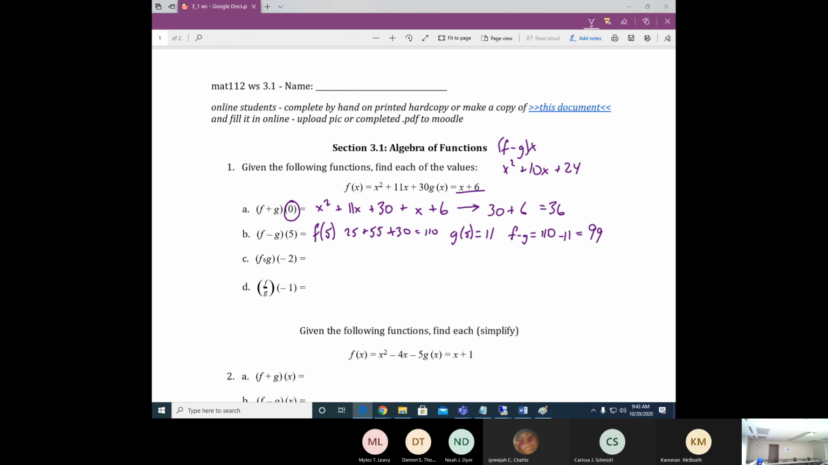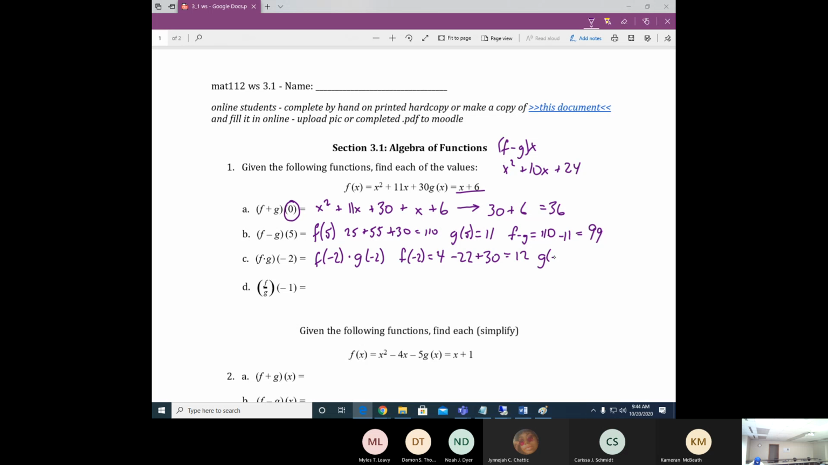Now, f times g at -2 is the same as f of -2 times g of -2. Well, at -2, I get -2 squared, which is 4, plus 11 times -2, minus 22, plus 30. So 30 minus 22 gives me 8. 4 plus 8 gives me 12.